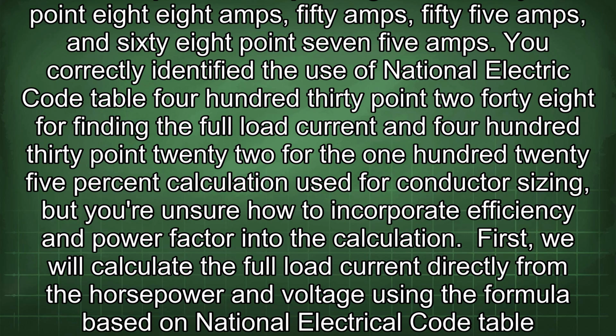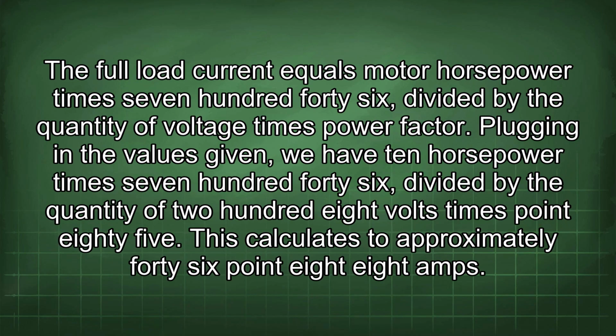First, we will calculate the full load current directly from the horsepower and voltage using the formula based on National Electrical Code Table 430.248. The full load current equals motor horsepower times 746, divided by the quantity of voltage times power factor. Plugging in the values given, we have 10 horsepower times 746, divided by the quantity of 208 volts times 0.85. This calculates to approximately 46.88 amps.